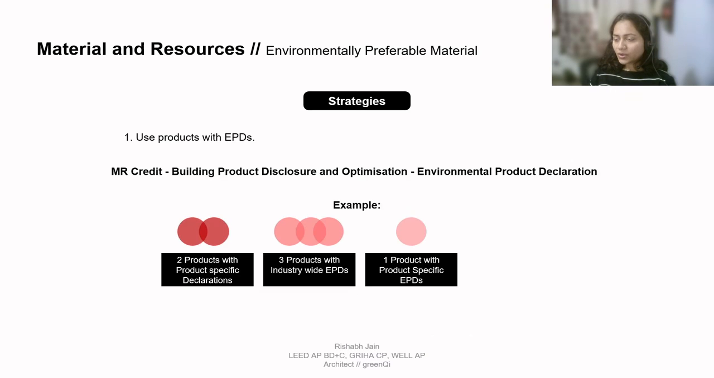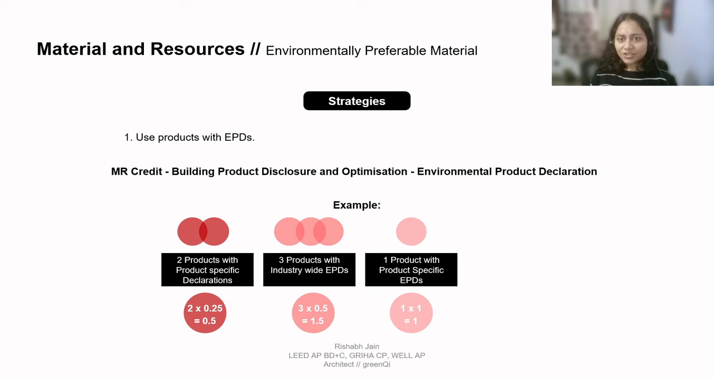So let's look at an example. Just to understand, you will not get this as a calculation in the exam, but this is just to understand the valuation. Say you have two products with the product specific declaration, three products with industry wide EPDs, and one product with product specific EPDs. This is a sample project, so you will have this as a valuation.